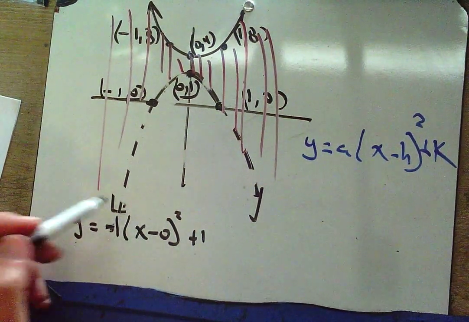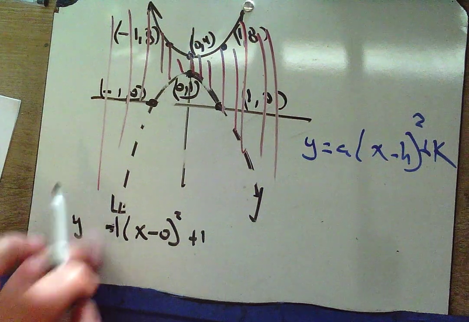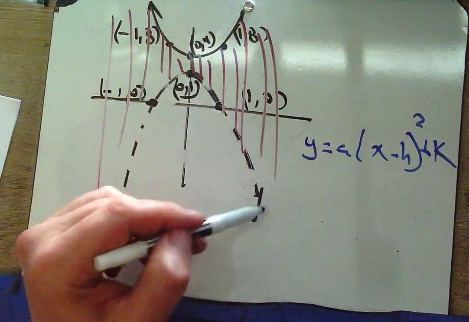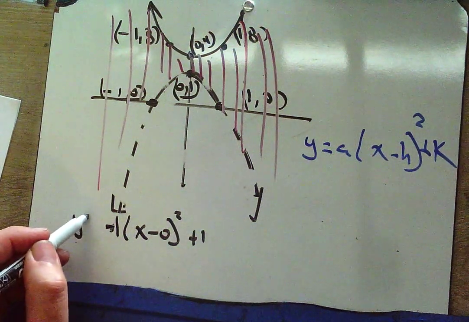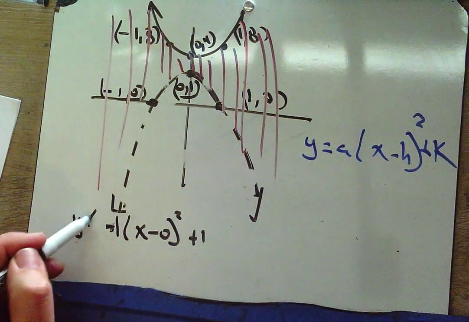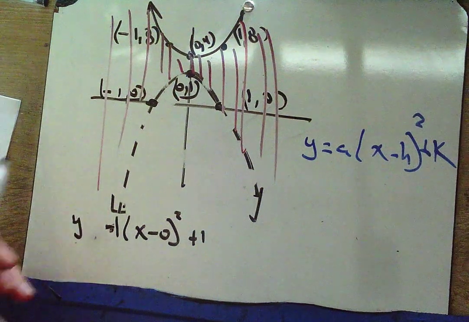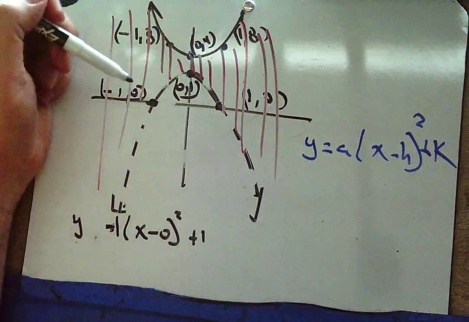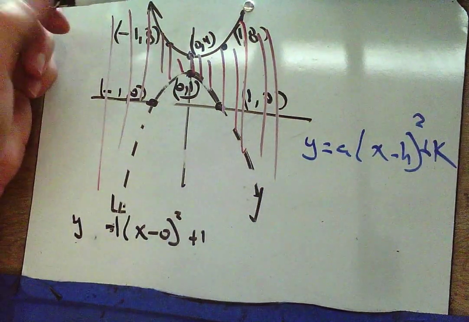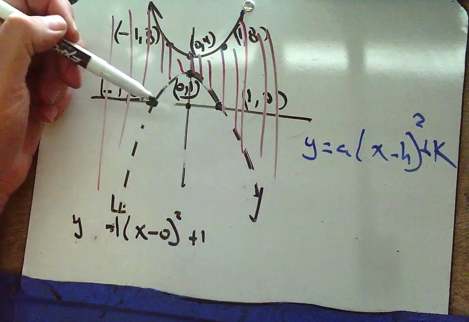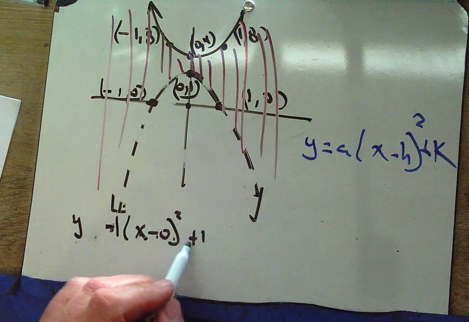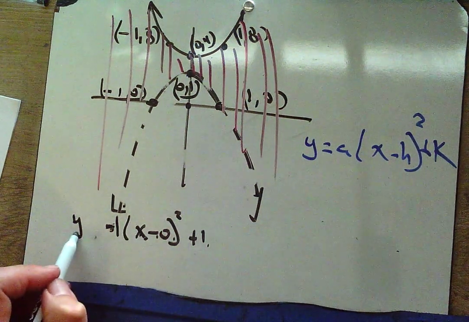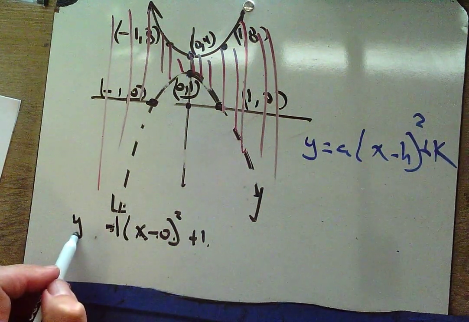Oh, but wait, what about the shading? What about the symbol? Well, I know because this is a dashed line, not a solid line, that I'm just going to have either this or this. So which one? Well, let's see. If I plug in a point like 0, 0, I get 0, I get 1. Is 1 bigger than 0?